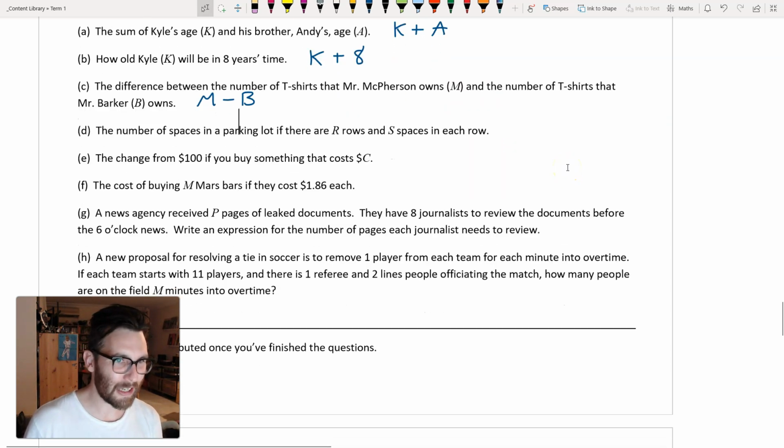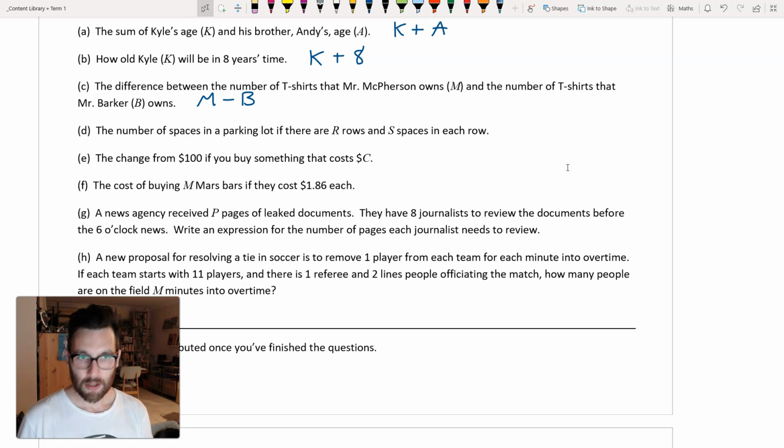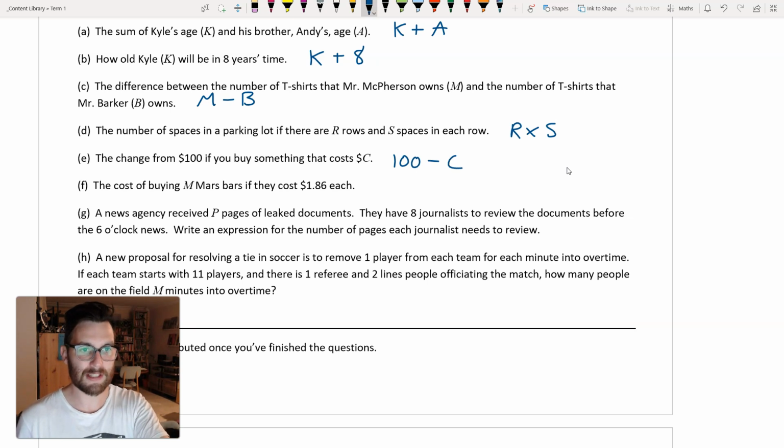Number of spaces in the car park if there are R rows and S spaces in each row. Okay, for that one, if you've got a certain amount of rows and a certain amount of spaces, we just need to multiply those together because for every row there's going to be however many spaces there are. So that's a multiplying thing. Change from $100 if you buy something that costs C. We give the cashier our $100. They keep whatever C represents, and then we get the rest back as change.